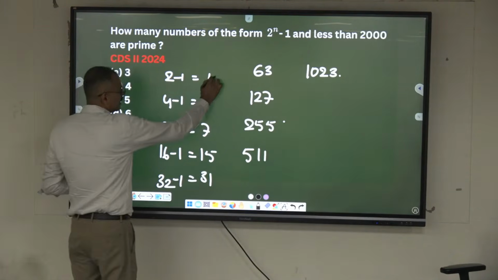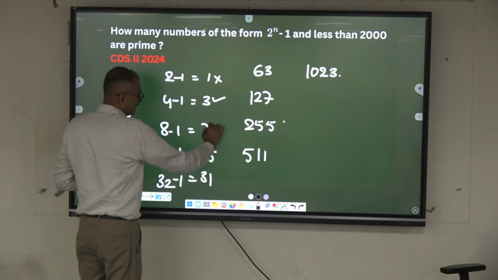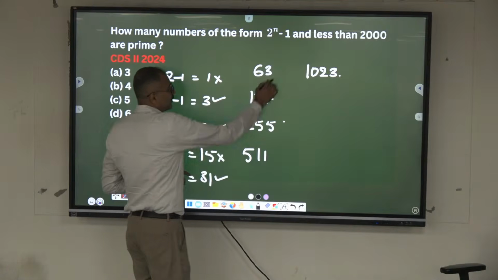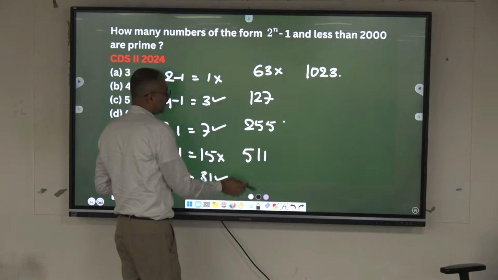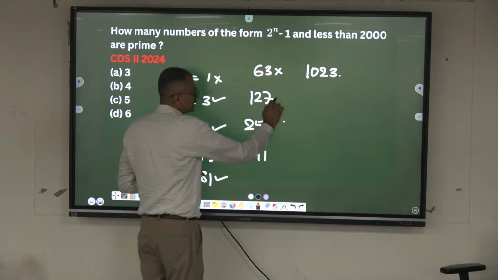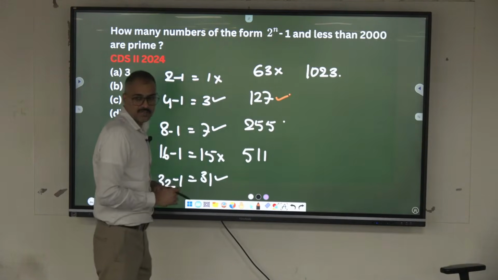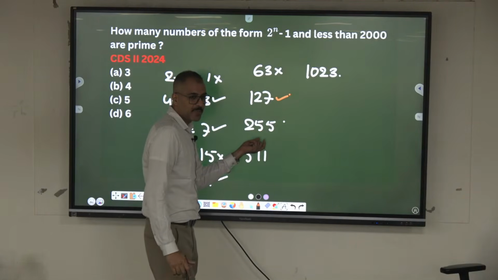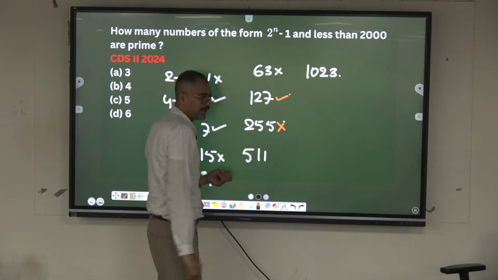1, is it a prime? No. 3? Yes. 7? Yes. 15? No. 31? Yes. 63? No. 127? It is a prime. 255? See, you know how to check whether a number is prime or not. Take the closest one. 255? Never, it has 5 in the end.